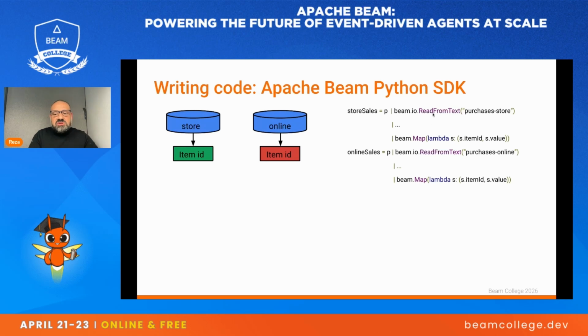So in this case, we're using ReadFromText to read those files. There's also a mapping function to extract some information, which will then be stored in the store sales PCollection. We also have the online sales PCollection. Now we want to bring these together. So the way that we would do this, and by the way, this pipe operator that you see here essentially means apply. So to the pipeline, we are applying this transform.